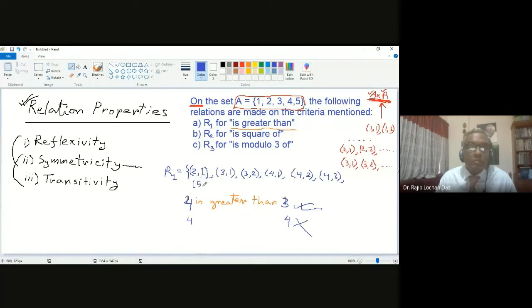5 comma 1 possible. 5 comma 2 possible. 5 comma 3 possible. And 5 comma 4 is also possible to take in R1. So that is all. This is the end of relation R1.